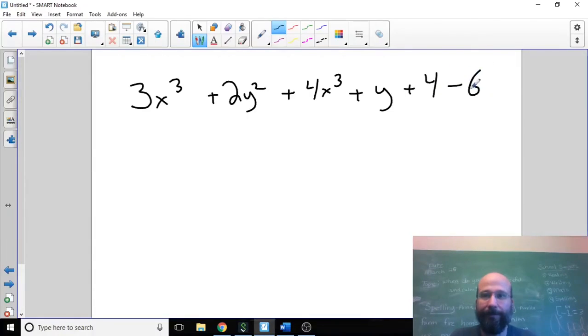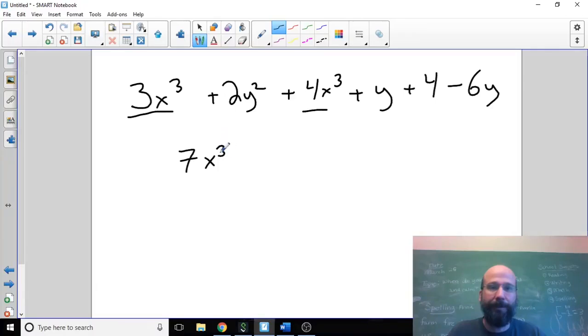Let's do 6y. Something like this, where you have to see which ones are like terms. This is 3x cubed, so we're going to look for any more with a variable of x and an exponent of 3. Not this one, this one, not this one, not this one, not this one. So these two are like terms, so we're going to combine them. 3x cubed plus 4x cubed is 7x cubed. I personally like to scratch them off if possible, so I don't get confused when I do some more.